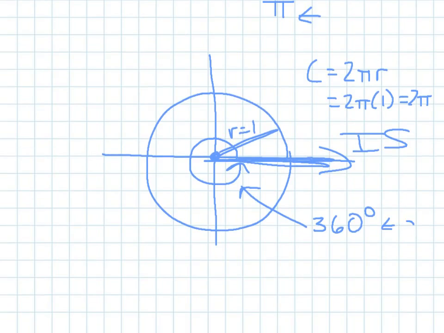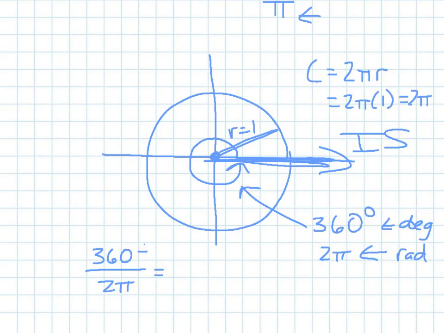So this is the degree measurement for a circle all the way around. This is the radian measurement of the distance around a circle. So then using the ratio between those two, we can say 360 over 2 pi. And because they both have a 2 in common, we can reduce them both by 2, which gives us 180 over pi.